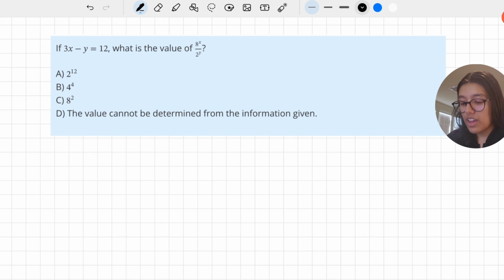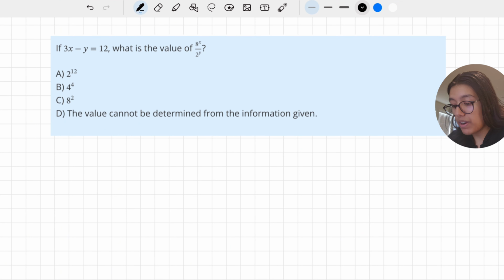Okay, so we can see that our first problem is: if 3x minus y equals 12, what is the value of 8 to the power of x over 2 to the power of y? As usual, you can pause this video and give this problem a go, but for right now, I'm just going to tell you the solution and walk step by step through it.